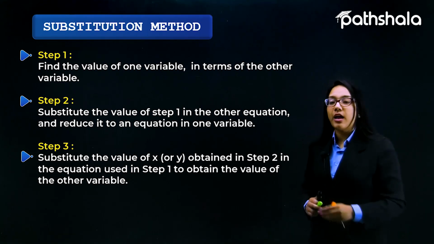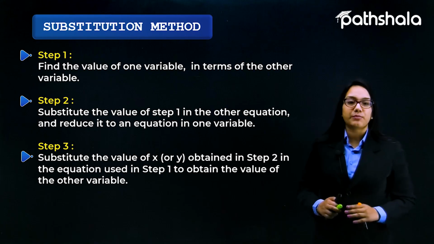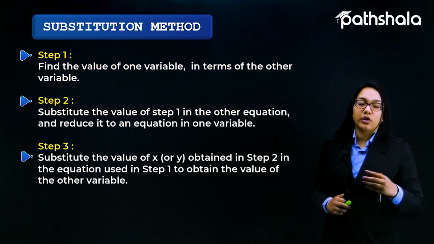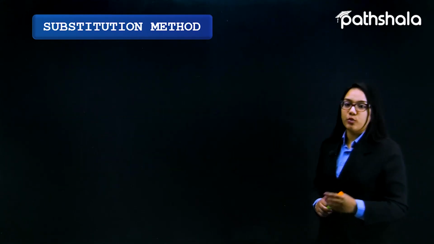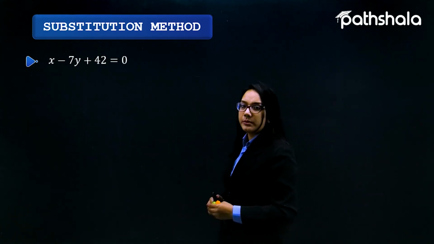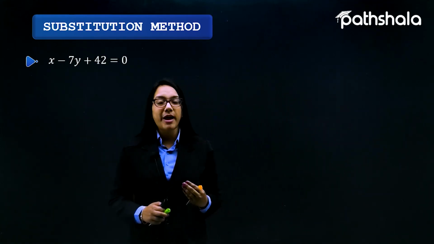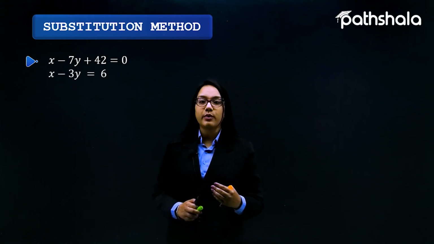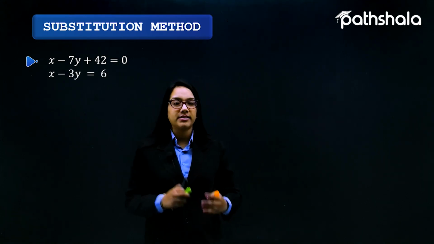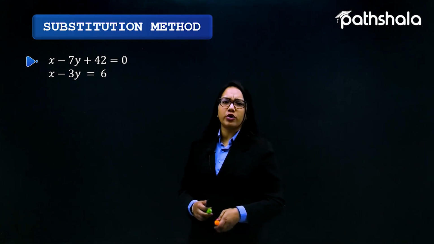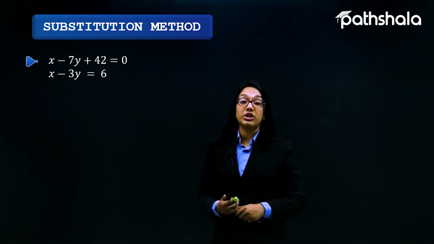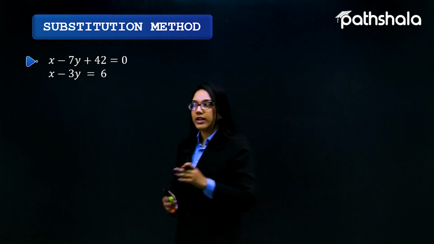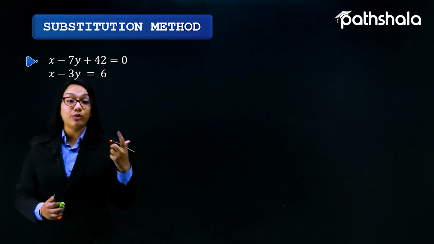Now let's apply all these 3 steps together to a question. Suppose we have the equation x minus 7y plus 42 is equal to 0, and the second equation is x minus 3y is equal to 6. Now we want to solve these 2 equations using the substitution method. So let's apply the algorithm first.